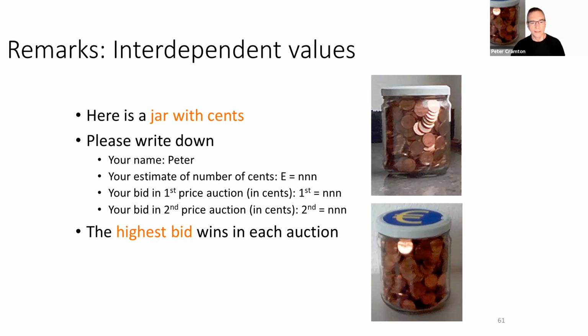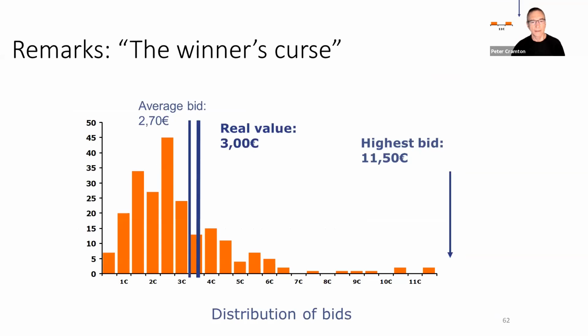Let's see. Okay, this is actually a distribution of bids from a prior class. This was actually one of Axel's classes. That's Axel's jar of coins. It's sitting in his office in Cologne, I suspect.